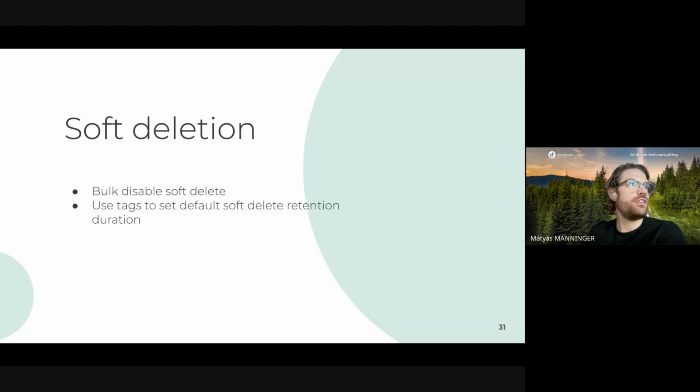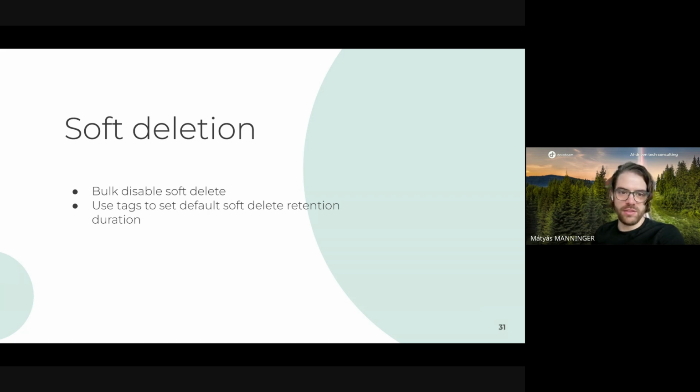Next is soft deletion. Soft deletion is basically a mechanism in Google Cloud Storage that when you delete something, it's not deleted right away. You can recover it by default for 7 days, and you can modify this to 90 or to 0 or anything in between. And the new announcement here is that you can bulk disable soft delete, so you don't have to one by one disable soft delete on all your buckets.